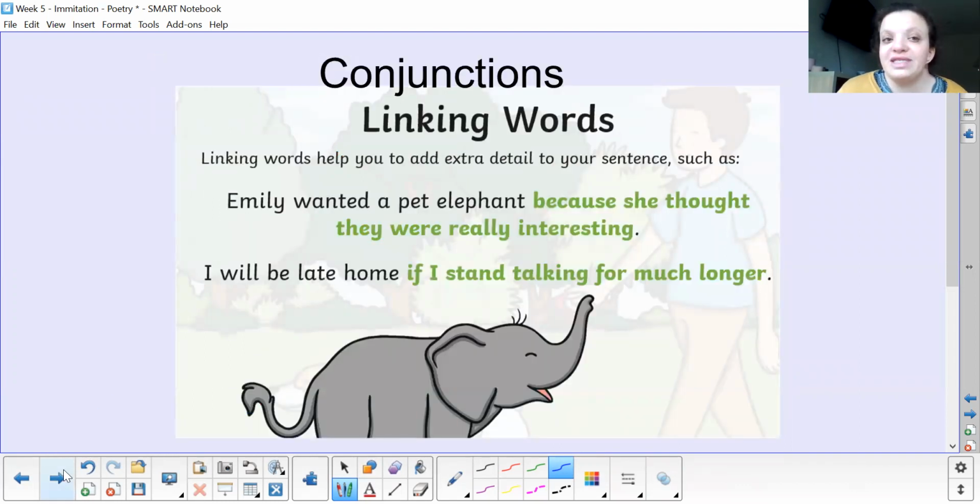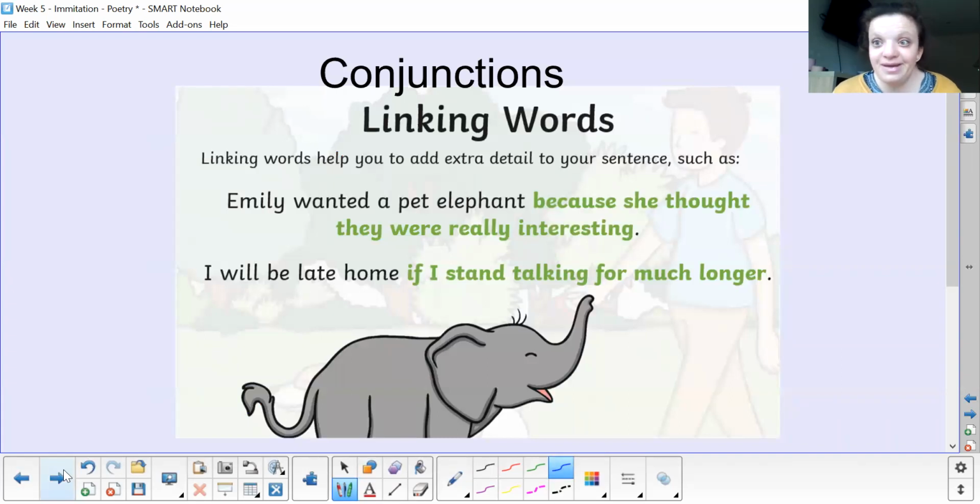Conjunctions. So you can use linking words. Linking words give us some extra detail to your sentence, such as our basic sentence was, Emily wanted a pet elephant because she thought they were really interesting. So Emily wanted a pet elephant, basic sentence. We use the word because to give a reason why. And like we've been learning in SPAG, it's all about giving that reason why, because she thought they were interesting.